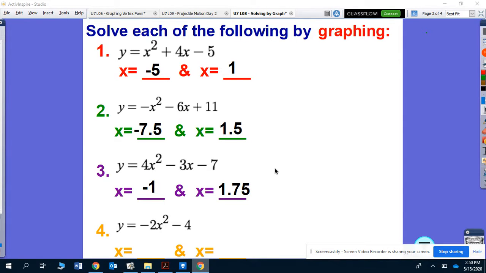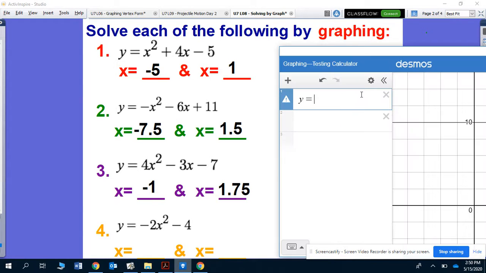And that's why Desmos is so helpful, because for those weird ones, those decimal answers, you often really would have struggled to get those by factoring or by using the quadratic formula. If you did number four and you got a little stuck, let's see why. Okay, so y equals negative 2x squared minus 4.